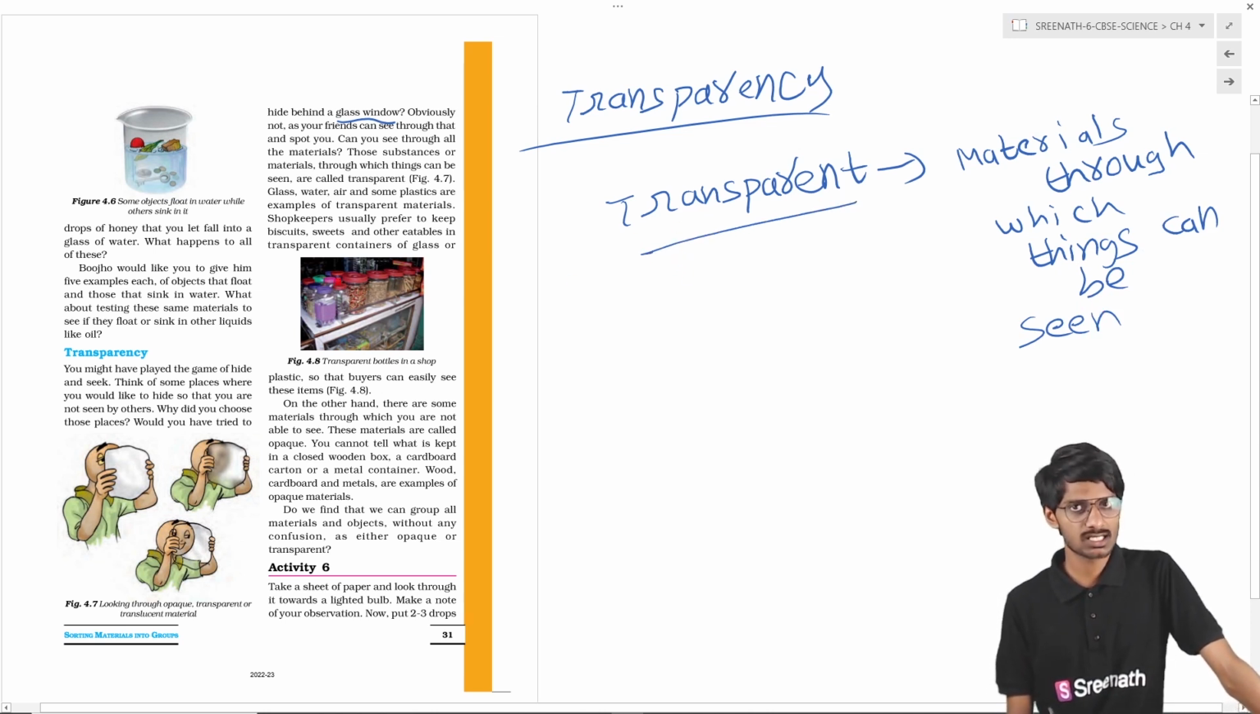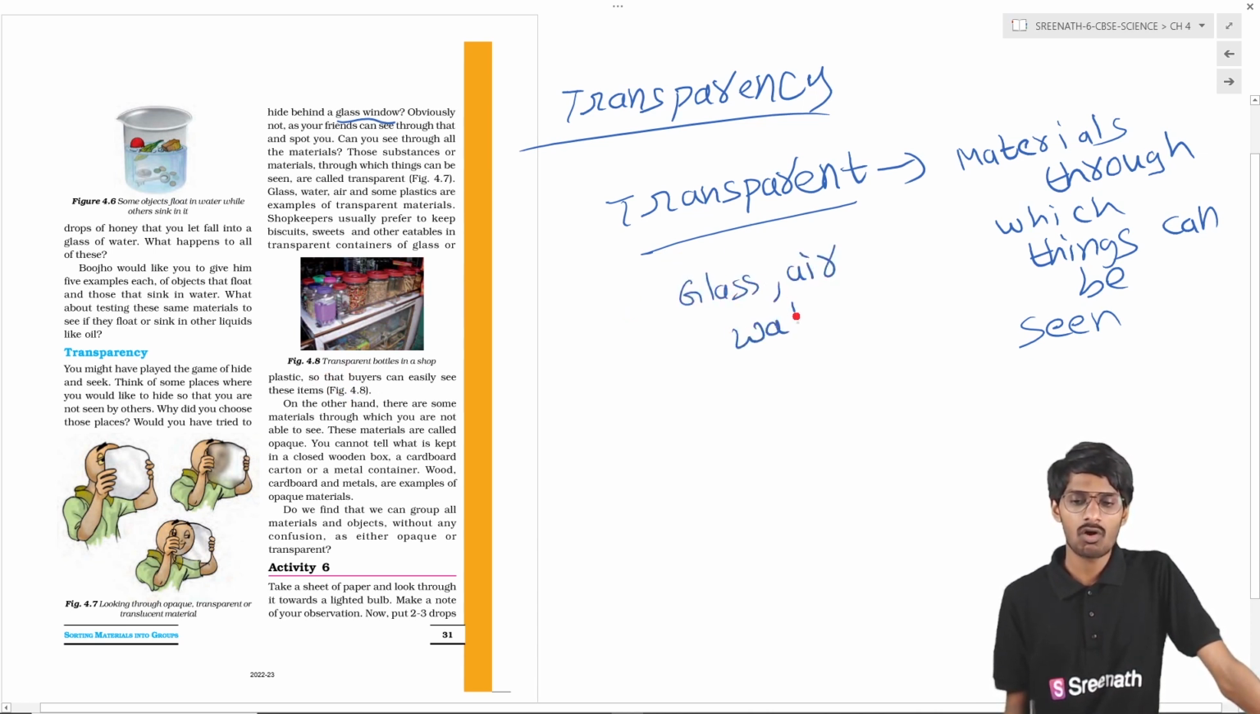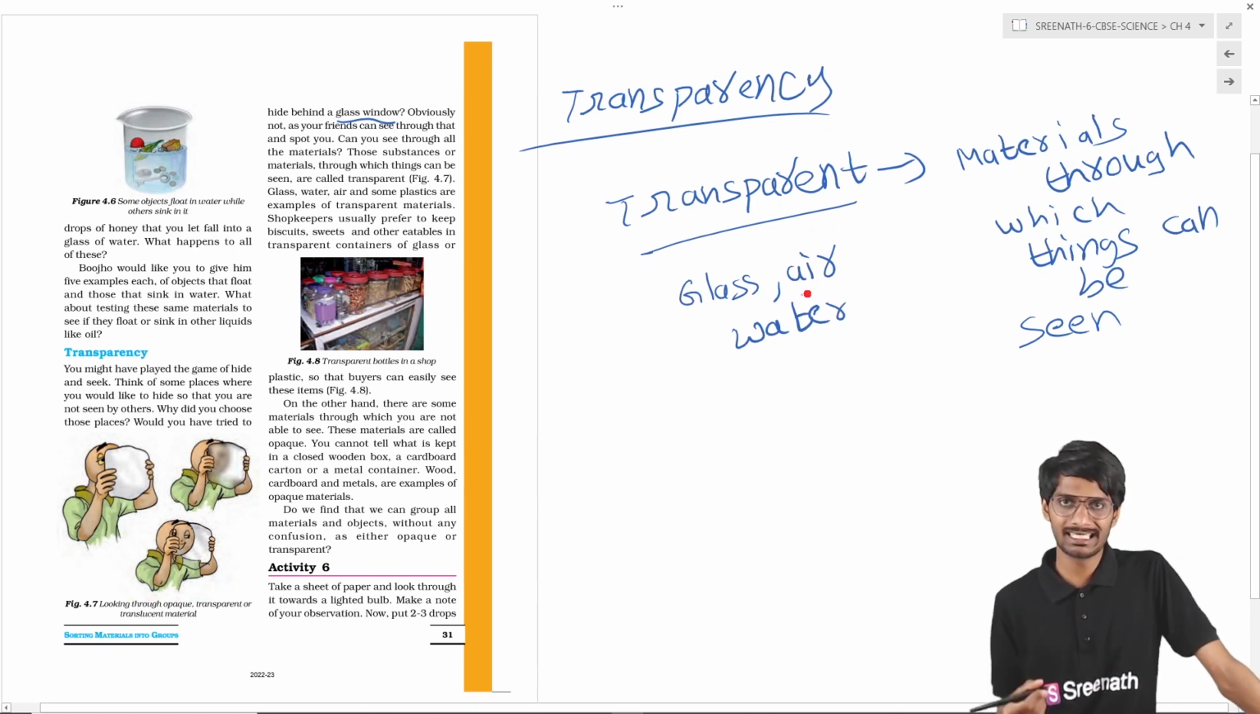Example, glass jars in which shopkeepers place food items, so the food items can be seen. Examples are glass, air, water, all these are transparent materials. It is the property of transparency.